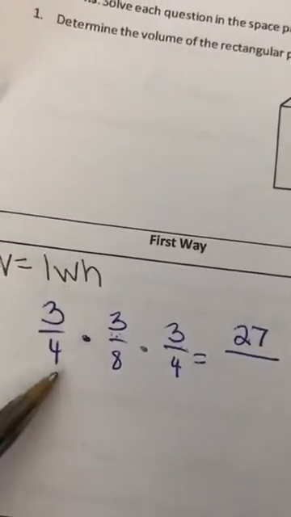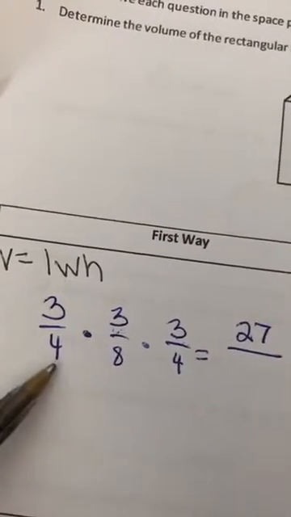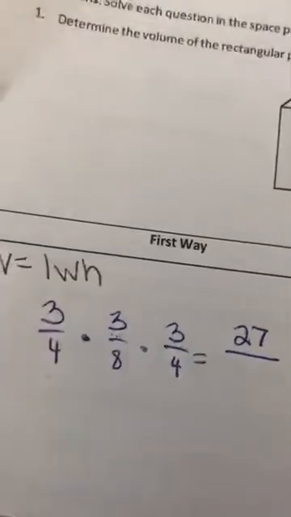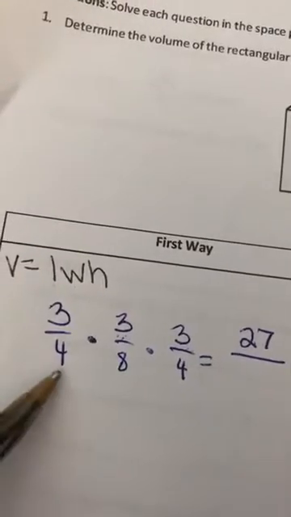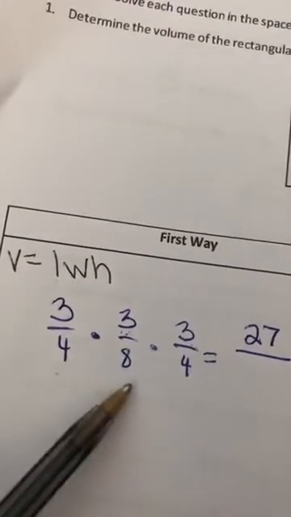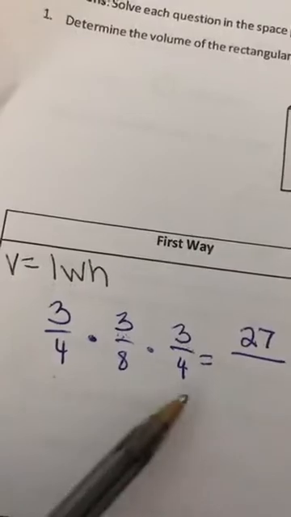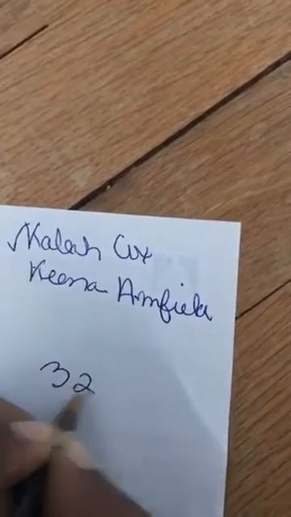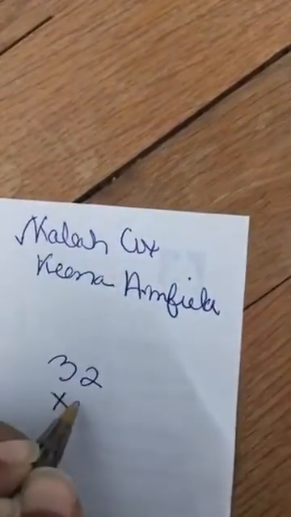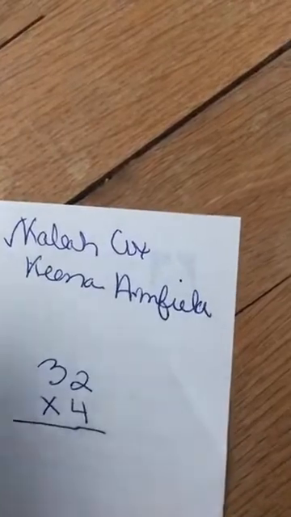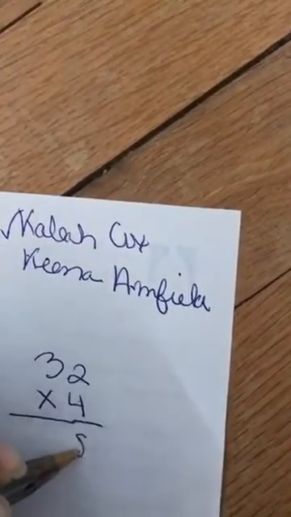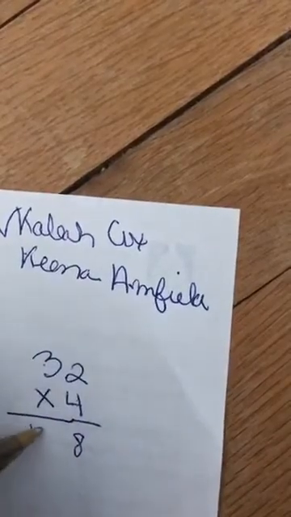Casey. All right. Then we multiply 4 times 8, and we get 32. And then we multiply 32 times 4. I am the queen of the scratch paper. Let's multiply it out. 2 times 4 is 8. 3 times 4 is 12. 128.